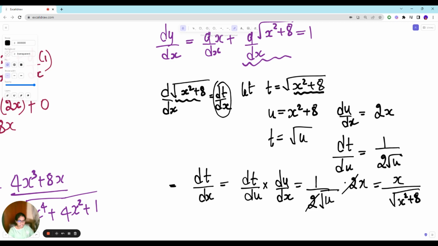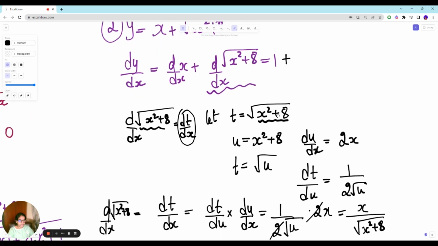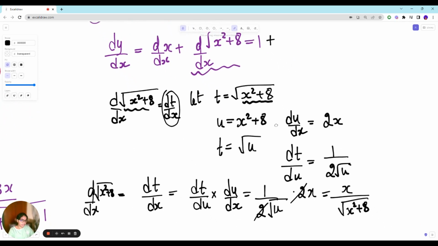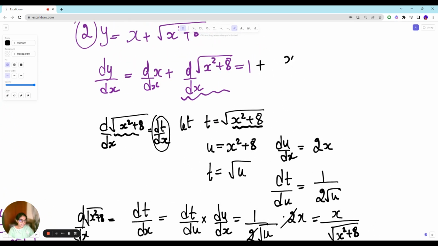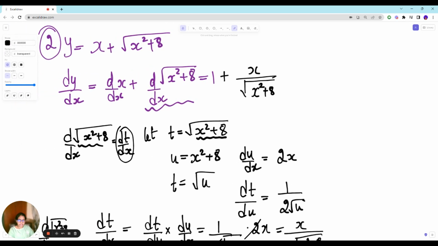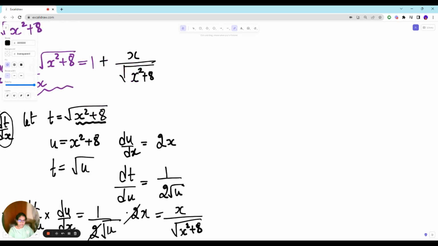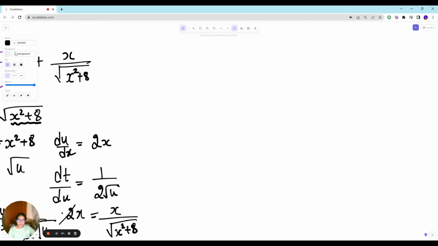What is t? That was square root of x square plus 8. Okay, so here I would write plus, d by dx of square root of x square plus 8 is x divided by square root of x square plus 8. This is our derivative of the given question using chain rule. Okay, let me solve another problem.